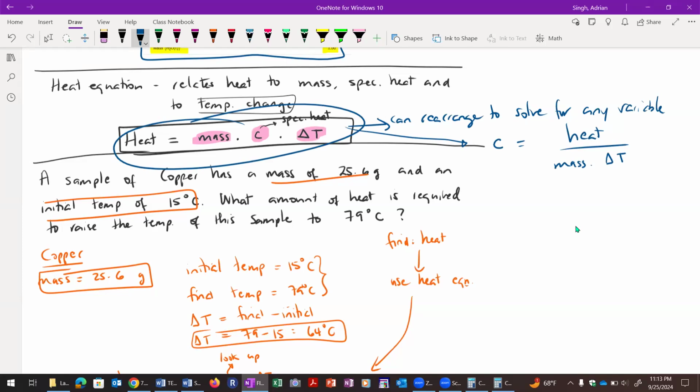And when we get to lab the next time, we'll actually do an experiment that looks at specific heat, and you'll be determining the specific heat for at least one or two different metals.